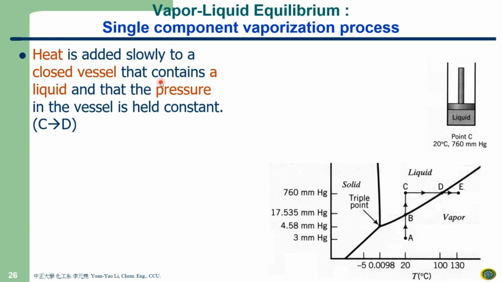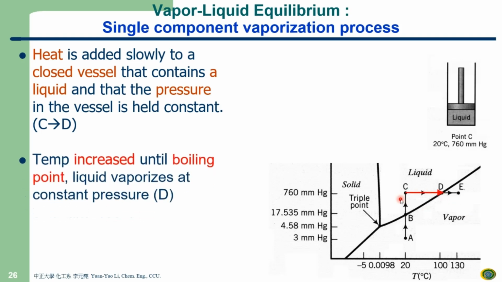So the heat is added slowly to the closed vessel. This is the vessel, right? That contains a liquid, and the pressure in the vessel is held constant. So the pressure is kept constant at 760, but we keep on increasing the temperature from C to D. So the temperature will increase, and the pressure is held constant. And this is the line from left to right. And then what happens next?